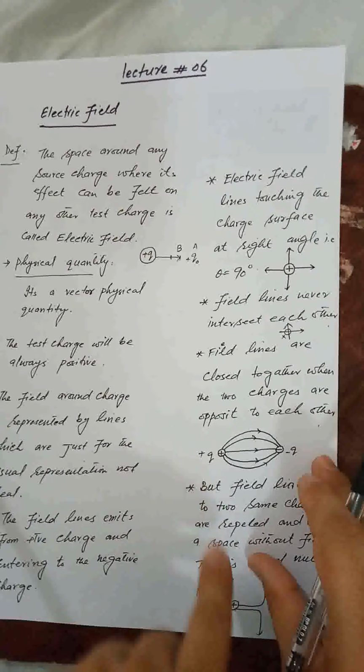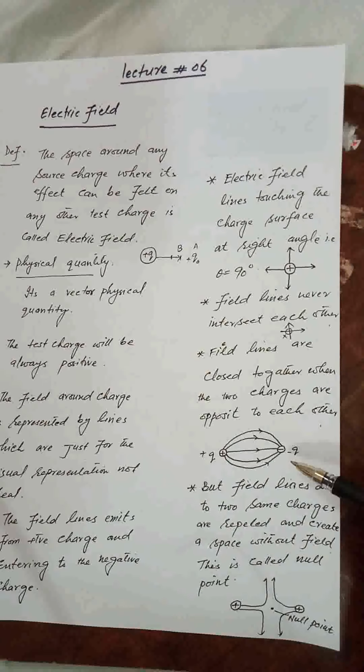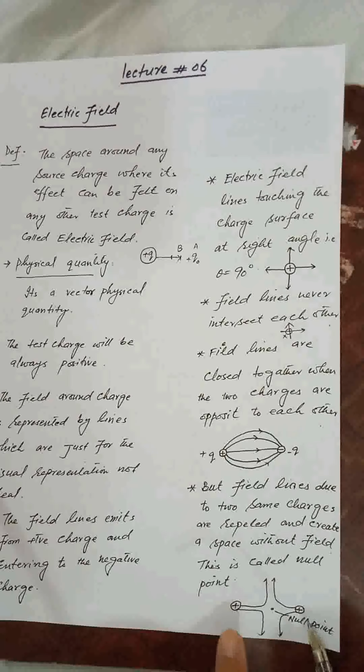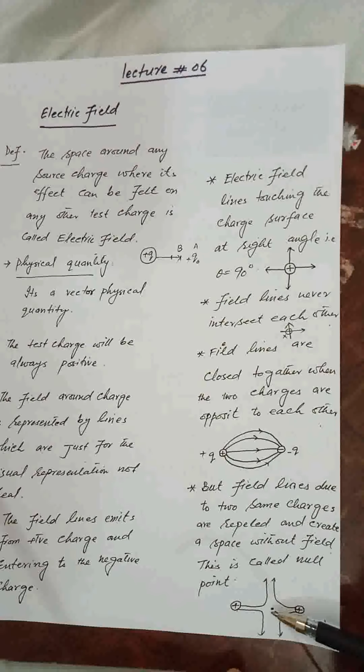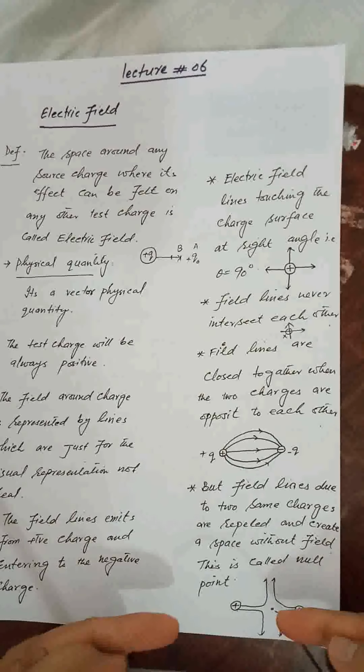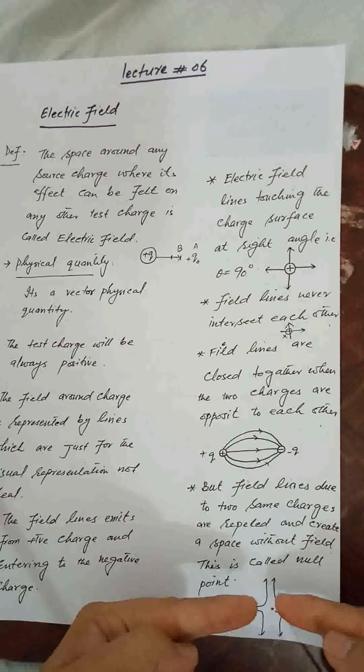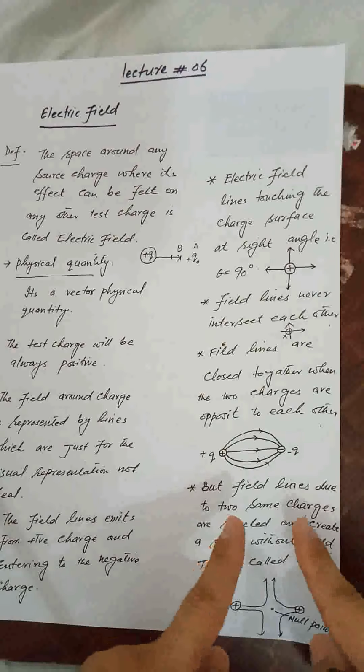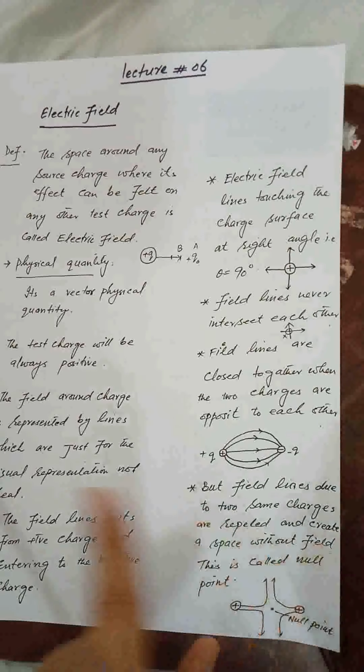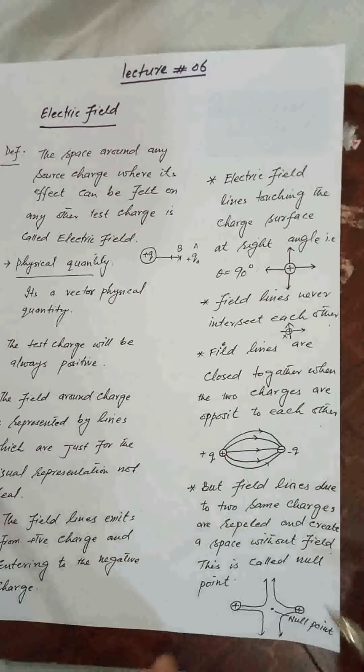Now the next one is that the field lines are close together when the charges are opposite, positive and negative, and the field lines are far away from each other when the charges are the same. And in such a case there is always a gap created. Why? Because this charge applies force in this direction, this charge applies force in this direction, so both the charges will minimize their force and will move in this direction as shown in the figure. So here a gap is created where no electric field exists, and this is called the null point.